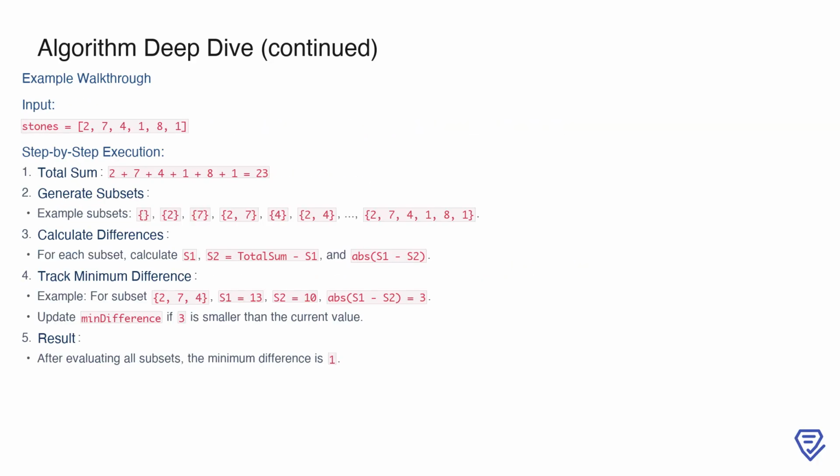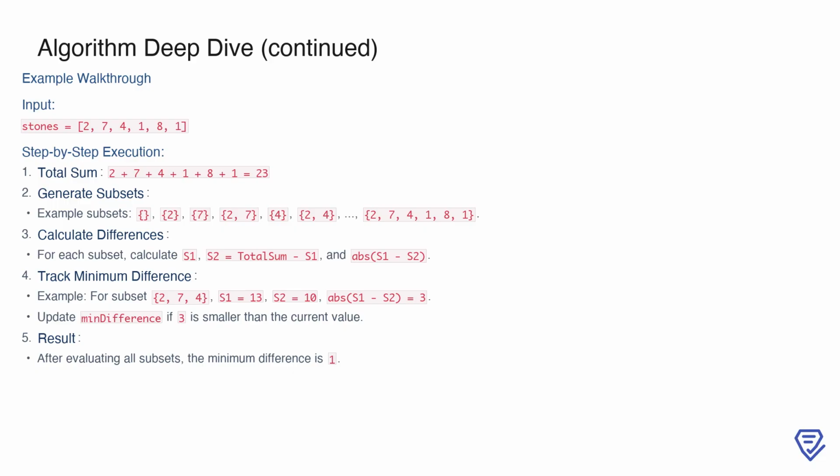To understand the brute force approach better, let's walk through an example. Suppose the input array is stones = [2, 7, 4, 1, 8, 1]. The total sum of all stones is 23. The first step is to generate all possible subsets of the array. Some example subsets include [2], [7], [2, 7], and [2, 7, 4, 1, 8, 1].